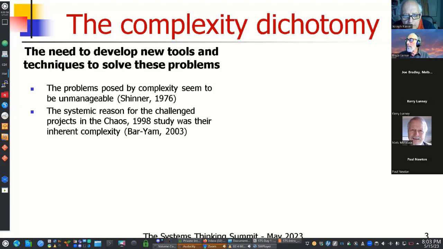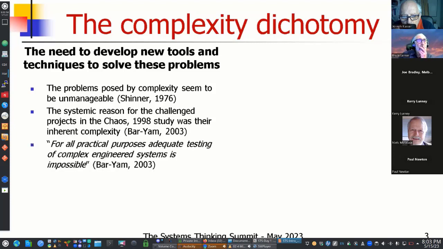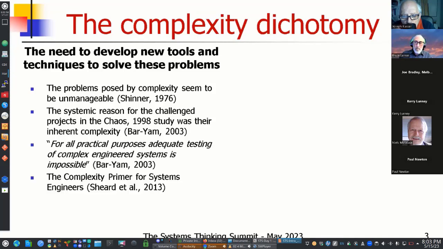I'm sorry, it wasn't. I read the same reports, and the conclusion I came to was that the challenge projects failed due to poor management. Or this one, for all practical purposes, adequate testing of complex engineered systems is impossible. Well, there are a lot of them working.